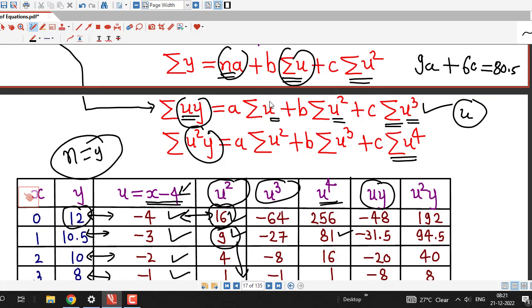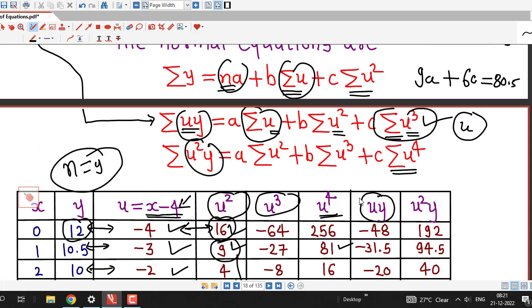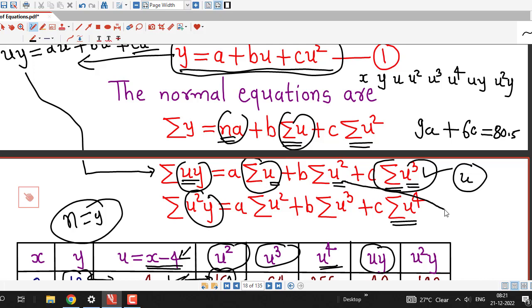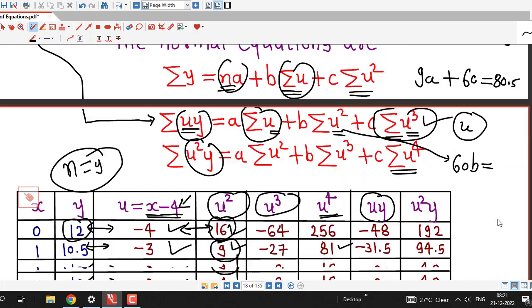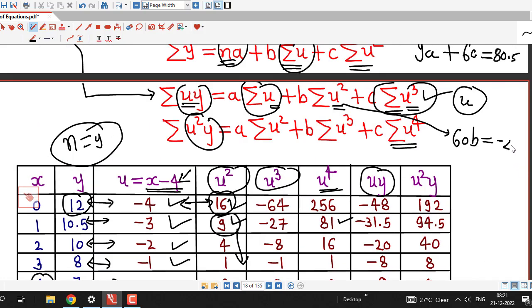In the second normal equation we have sigma u and sigma u raised to 3, which are both 0. We can see sigma u raised to 3 is 0, sigma u is 0, and sigma u square is 60. So the second normal equation will give me 60 times b equal to sigma u into y, which is minus 23. So you can see we can directly find the value of b by solving this second equation.